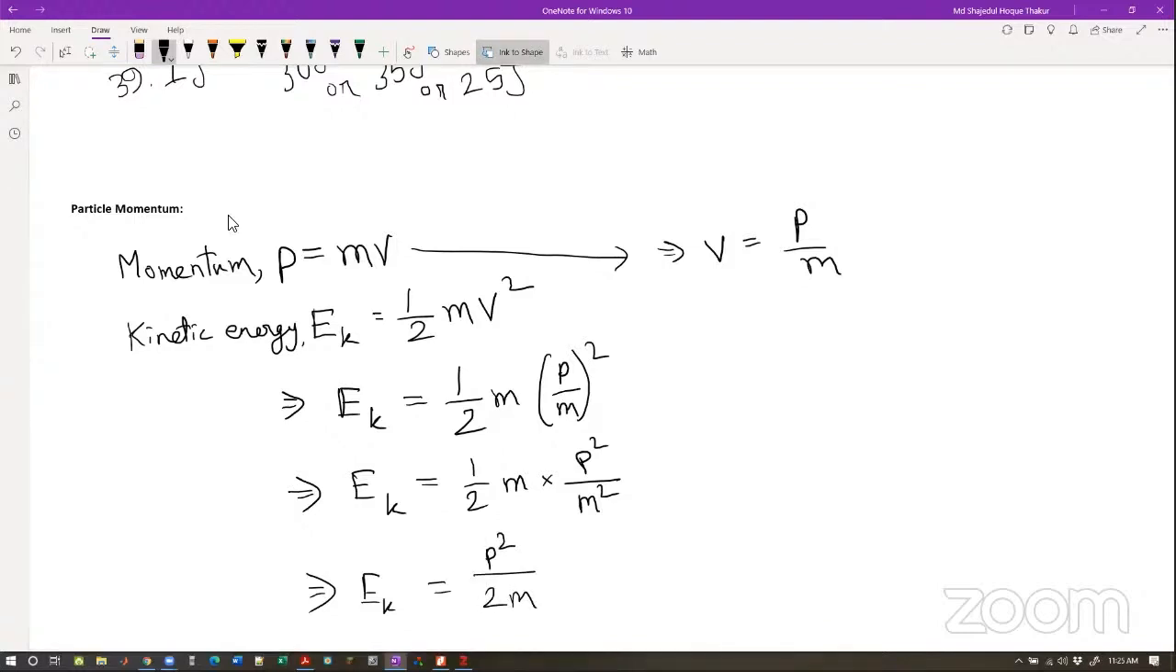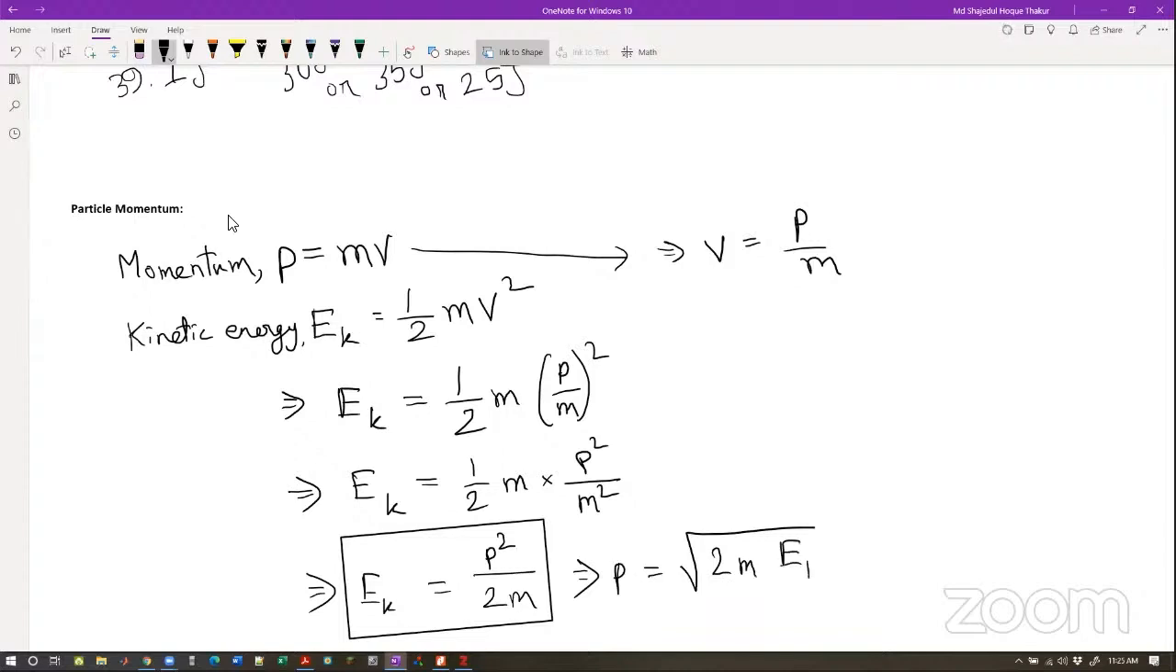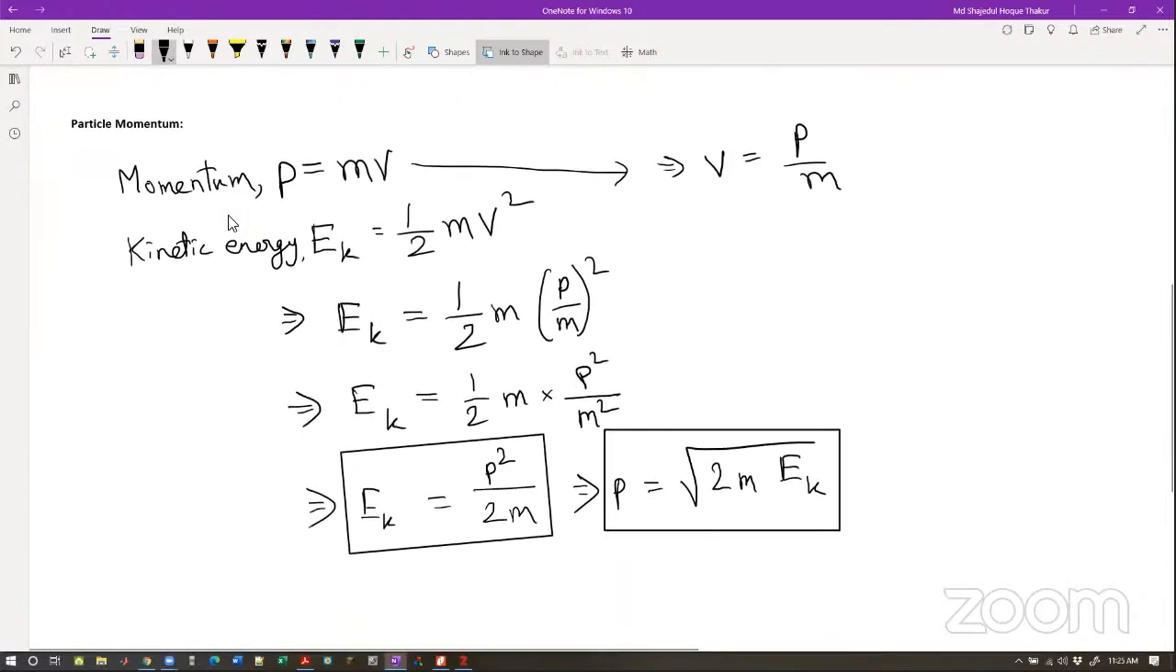This is a very important formula that you will be using to convert between kinetic energy and momentum and vice versa. So you will be using this to calculate kinetic energy from momentum, or you will be using p is equal to root over 2m ek to calculate momentum and so on. Particle momentum কিভাবে calculate করব from kinetic energy of a particle and vice versa.